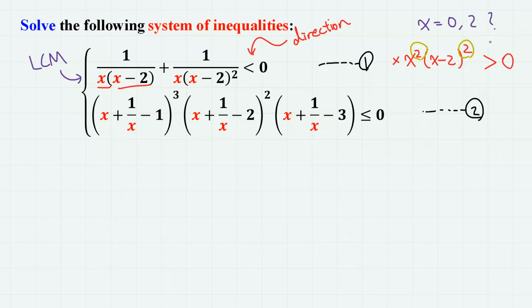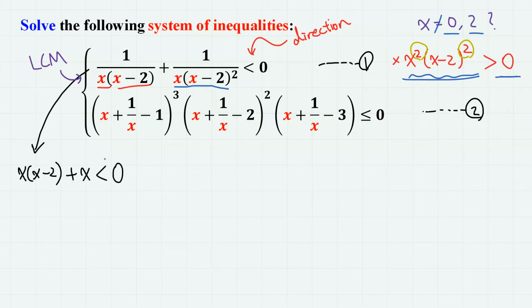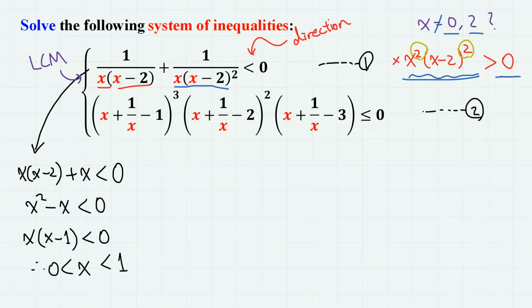Well, it can be 0 when x equals 0 or 2, but these are the values that make the denominator 0, so they cannot be a part of the solution. So we can claim that this term is positive without any problem. So if we multiply this, we obtain x minus 2 plus x is less than 0. So x squared minus x is less than 0. Therefore, x minus 1 is less than 0. Therefore, x is greater than 0 and less than 1.